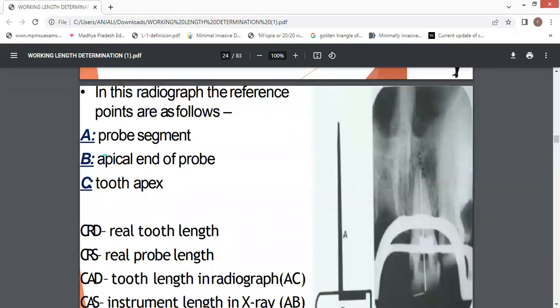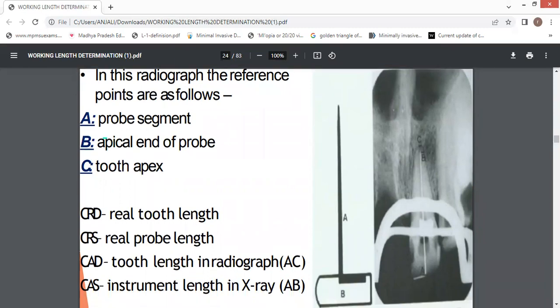In this radiograph, we can see the reference points are as follows. Marking A shows the probe segment, marking B shows the apical end of the probe, and marking C shows the tooth apex.